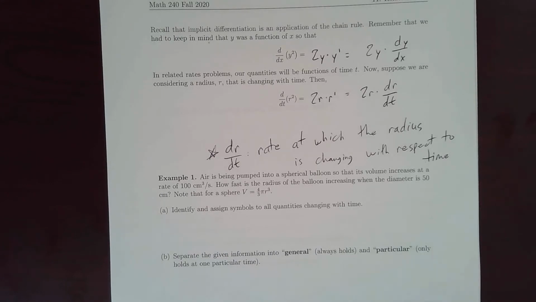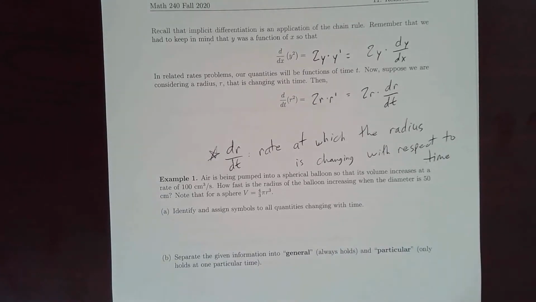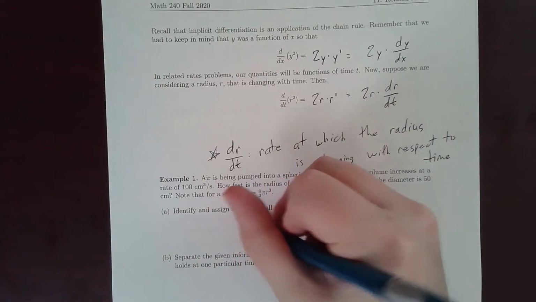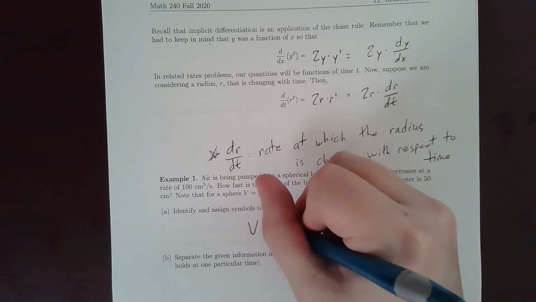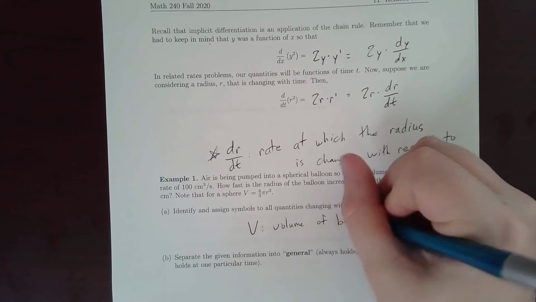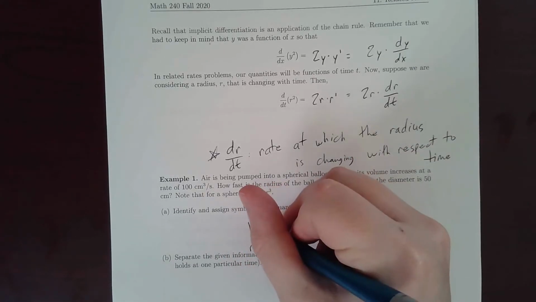So let's just take it a step at a time. First, let's look at the quantities we have changing with respect to time and assign some symbols or variables to them. So we know that we've got the volume of the balloon, V. We also have this radius, so that's r.